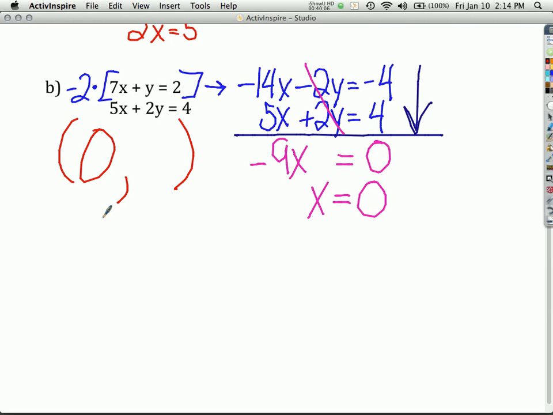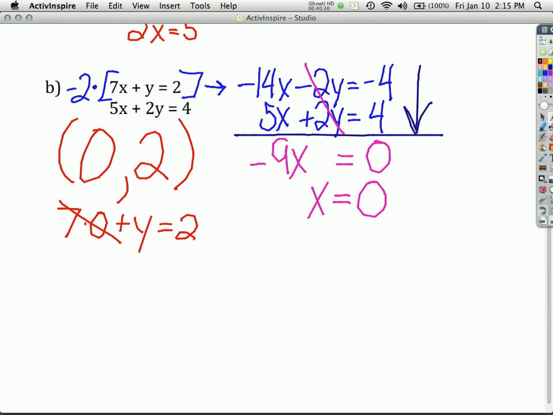Now, as Catalina pointed out in the last example, we can plug that into any of the equations, but one of them is much easier than the rest. Which one's the easiest one to plug it in? Anissa? Yeah. If you plug this here, you get 7 times 0 plus y equals 2. This basically disappears and you get y equals 2. So our ordered pair is 0, 2.